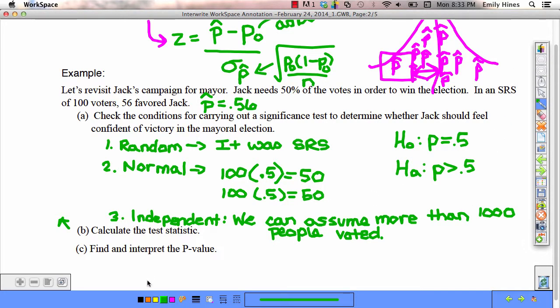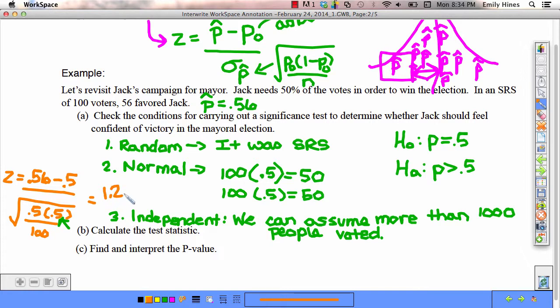The test statistic is going to be our parameter, and because I'm working with proportions, it's Z. Okay, our statistic, our P hat, 0.56, minus the parameter, divided by the standard deviation, which would be the square root of 0.5 times 0.5 divided by 100. And when I work all this out on the calculator, I should get 1.2. Obviously, our sampling distribution here is normal because both of these checked out.